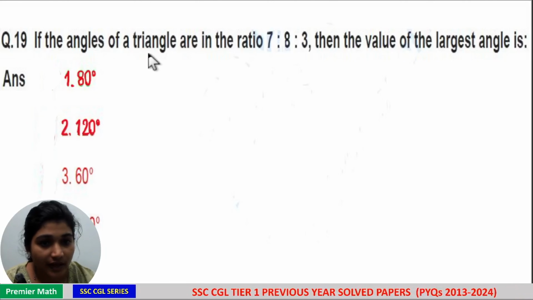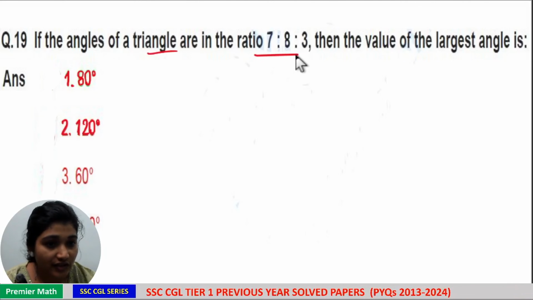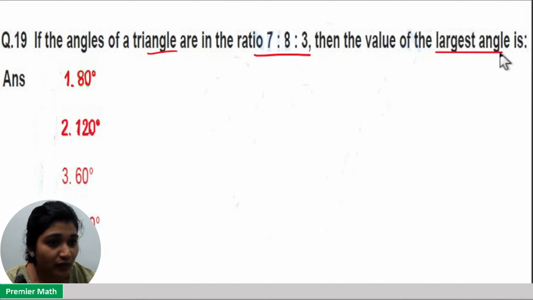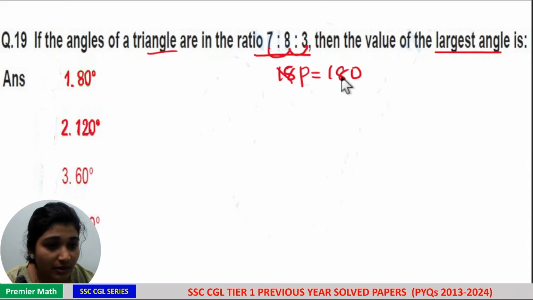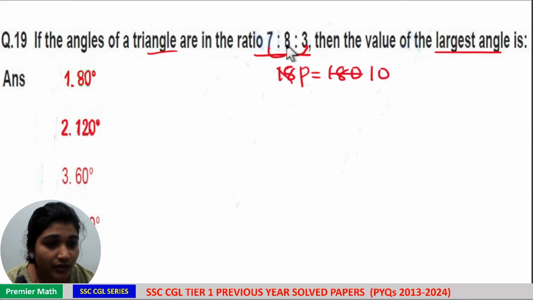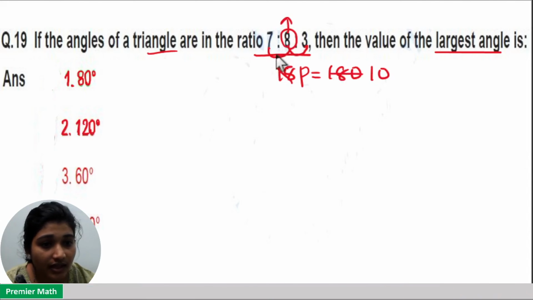If the angles of a triangle are in the ratio 7 is to 8 is to 3, then the value of the largest angle is? Sum of angles in a triangle is 180 degrees. So 7 plus 8 plus 3 is equal to 18 parts. 18 parts is equal to 180 degree, which means 1 part is equal to 10 degree, which means here 8 parts is the largest angle, which is equal to 80 degree. Option 1 is your answer.